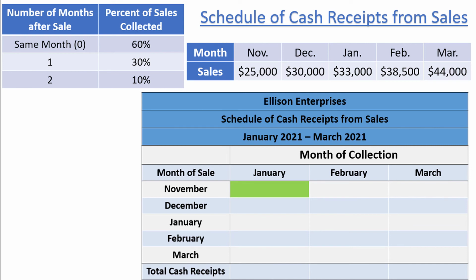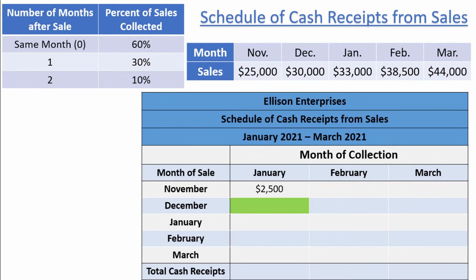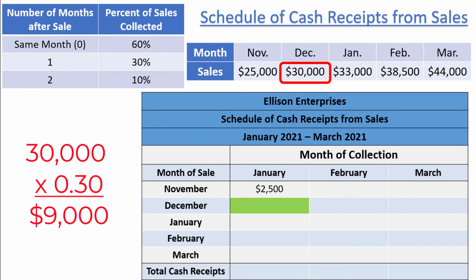Notice that January is 2 months after November, and our chart tells us that we collect 10% of the sales 2 months afterwards. So the amount of the November sales collected in January is 10% of the $25,000 November sales, or $2,500. Moving down, we have the December sales that are collected in January. January is 1 month after December, so our table tells us 30% of the December sales should be collected in January. 30% of the $30,000 in December sales is $9,000, so we add that to our table.